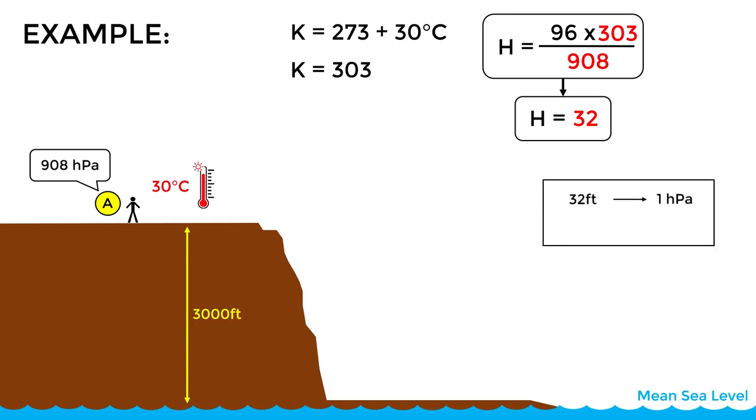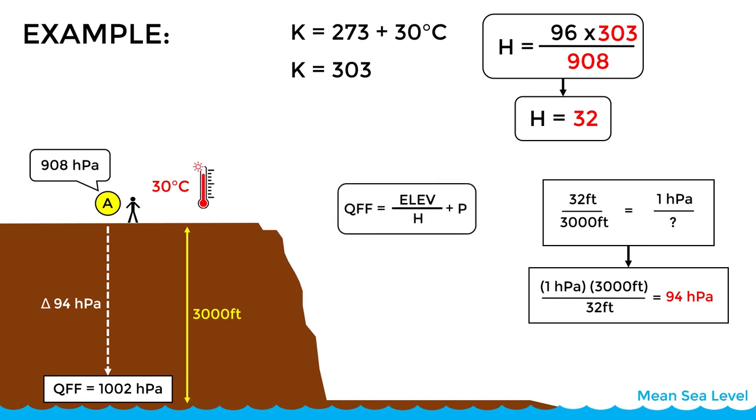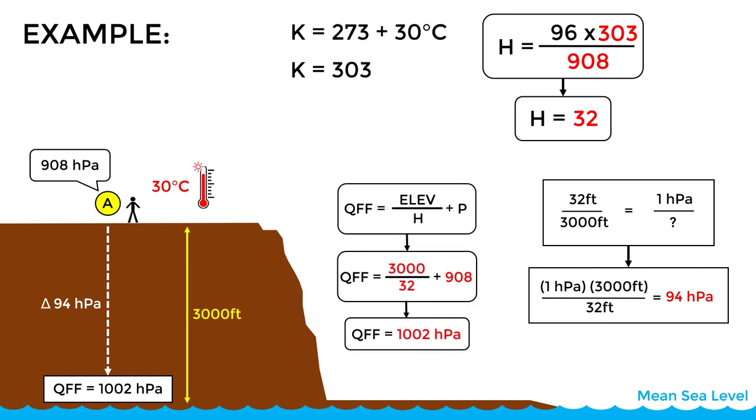If the pressure changes by 1 hectopascal for every 32 feet, then how much will it change in 3,000 feet? We just do the math, and we get a pressure difference of 94 hectopascals, which means that the QFF is 1002. Now, there is another way to get to this result, and it is by applying this other formula, where we just have to replace the values and directly obtain the QFF. However, it is up to you if you want to use this formula or the rule of 3.